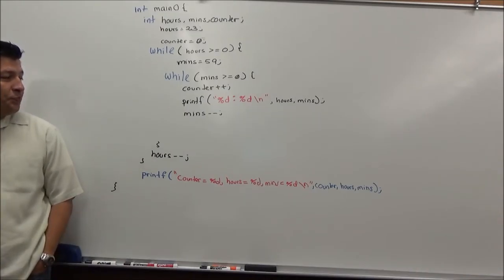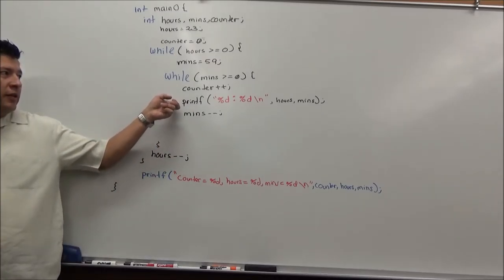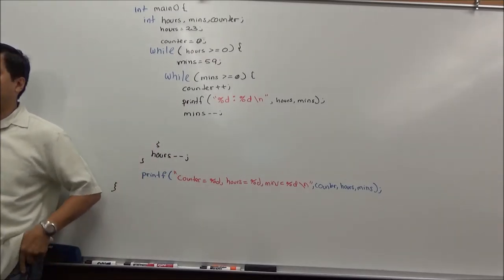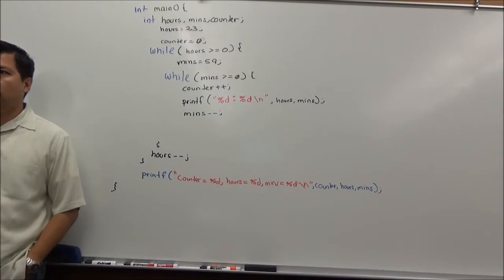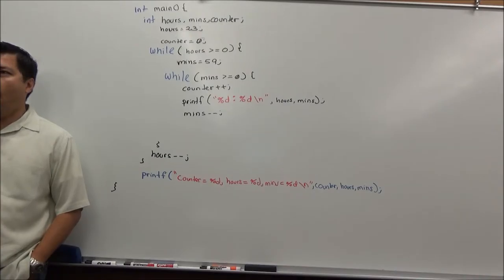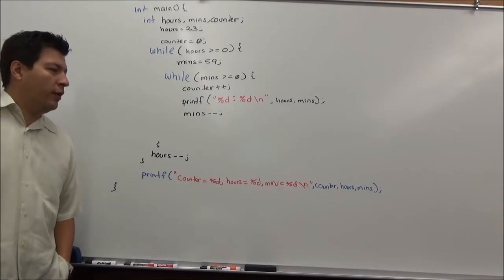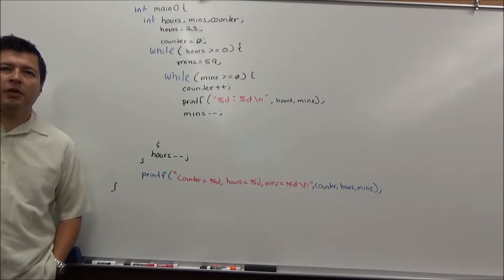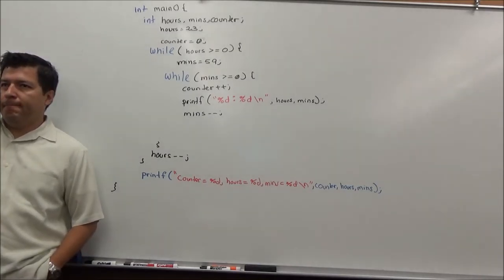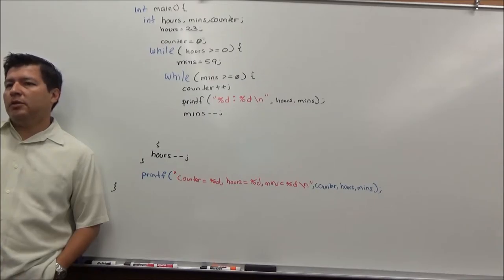So I ask how many iterations this one executes. All the way down to the end. I say how many? Just give me the number. 60. It will be 60 times 24, so it will be 1440. So counter will be 1440. What about hours and minutes?